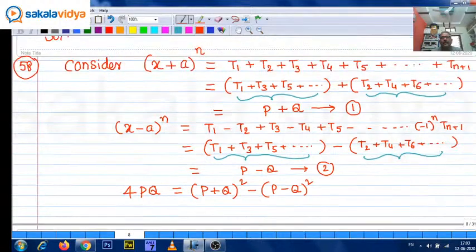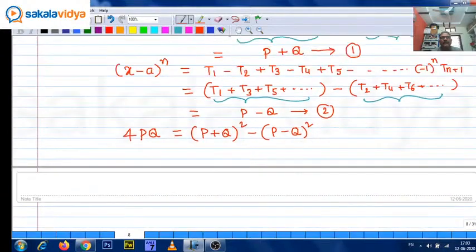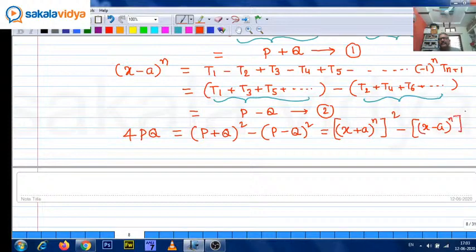Now check it: P + Q is (x + a)^n, so replace it. This equals ((x + a)^n)^2 minus ((x - a)^n)^2. So this can be simplified as (x + a)^2n - (x - a)^2n. Just check your options now. Which is the correct option? I think 3. Am I correct?